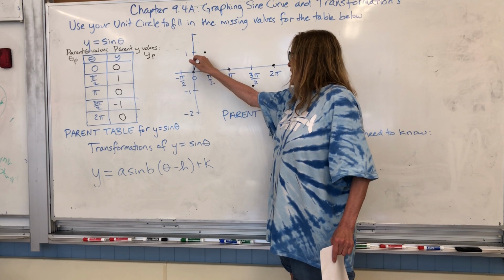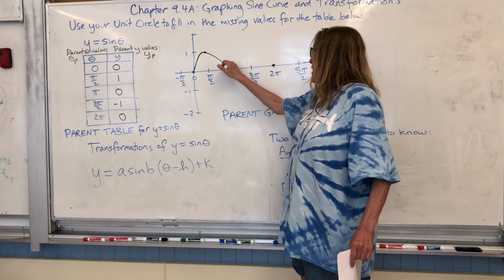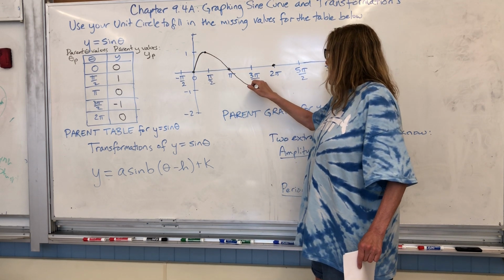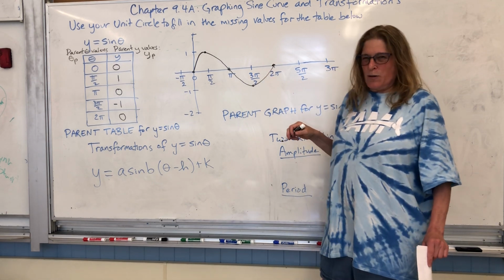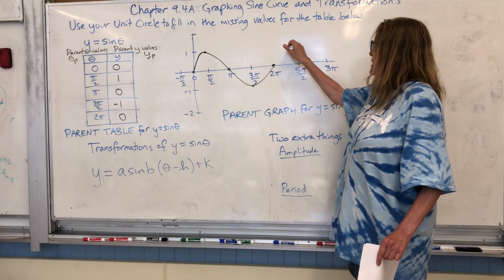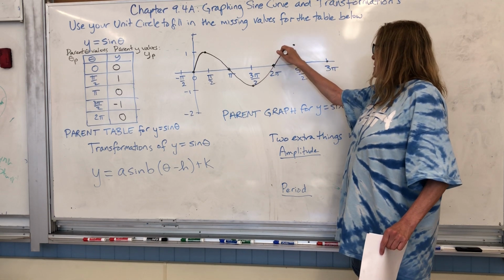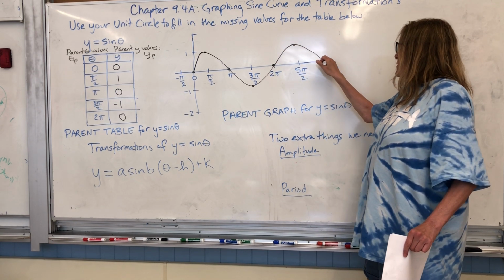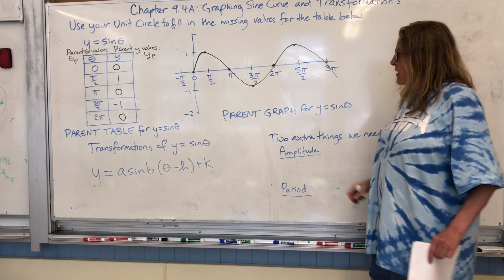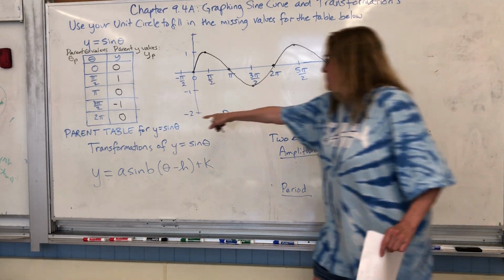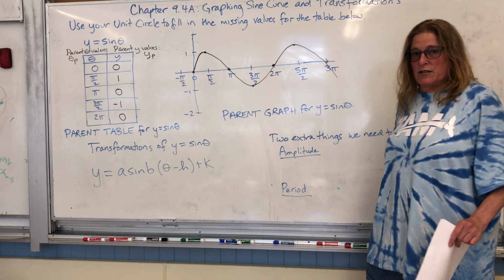And notice, guys, I want you to keep going with this pattern. Even though our table ends at 2 pi, I really could just keep following the pattern. I could keep going. It looks prettier when we fill in the whole graph. So that's our sine curve, the parent table for sine and the parent graph for sine.